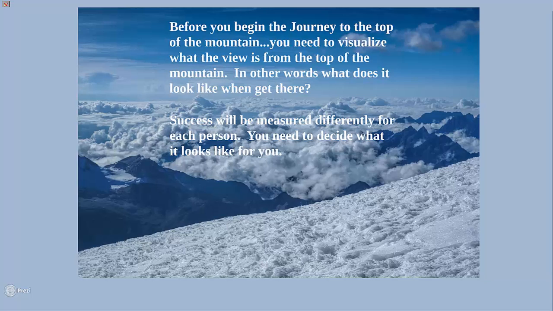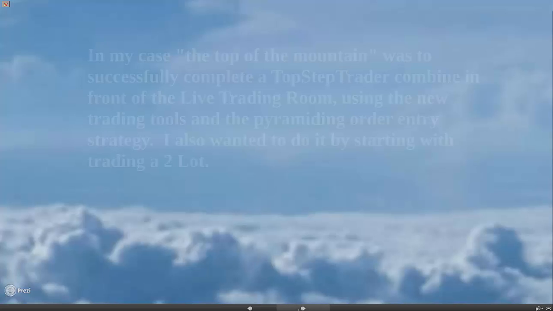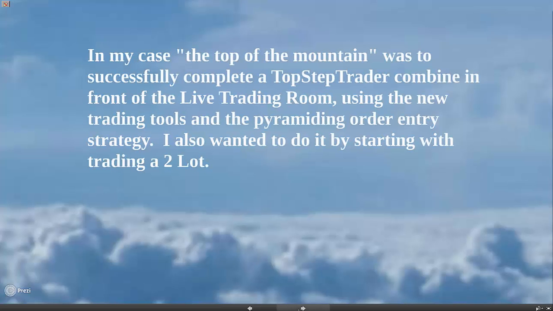All right. So what you will want to do is you have to decide how it's measured for you. What does that mountain look like for you specifically when you get to the top? For me, the mountaintop looked like this. In my case, the mountain was to successfully complete a Top Step Trader combine in front of our live trading room using the new trading tools and the pyramiding order entry strategy.